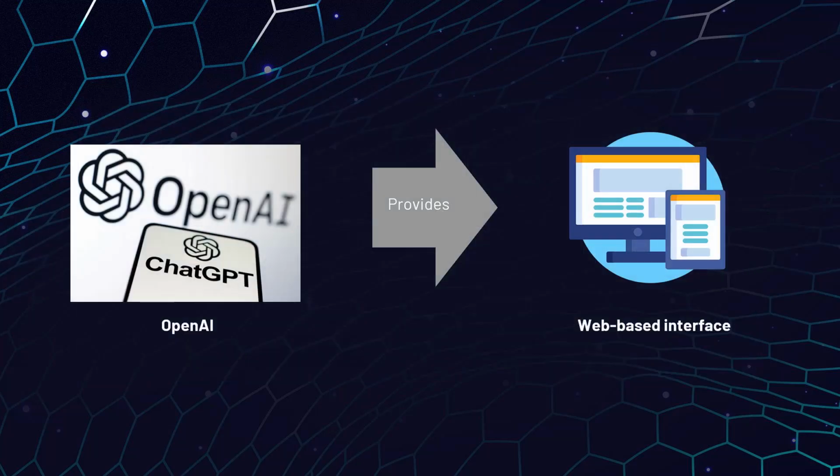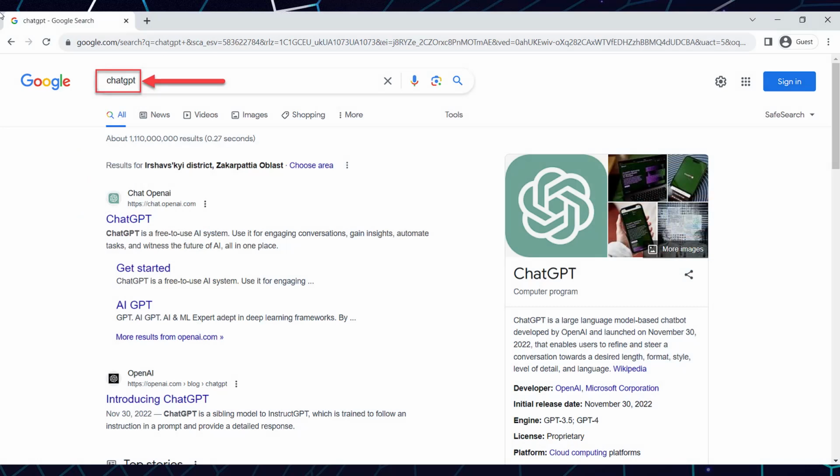While OpenAI provides a web-based interface for users to interact with ChatGPT on the OpenAI website, the technology itself is designed to be versatile and can be utilized programmatically in diverse contexts beyond just web applications. To start using ChatGPT, you should follow the next steps. 1. Search for ChatGPT in a search engine such as Google.